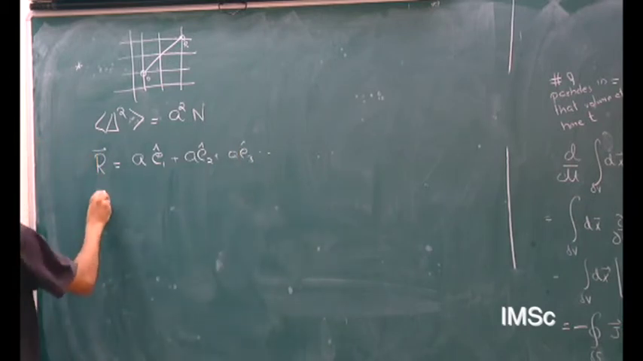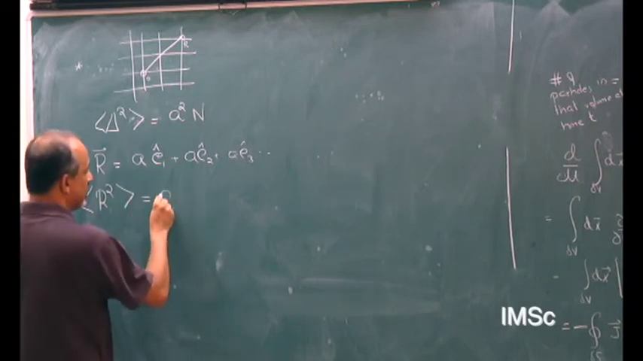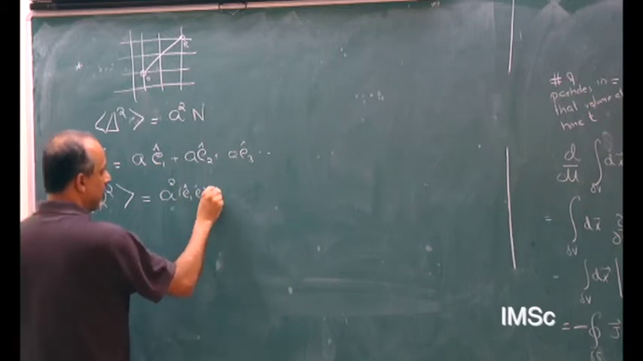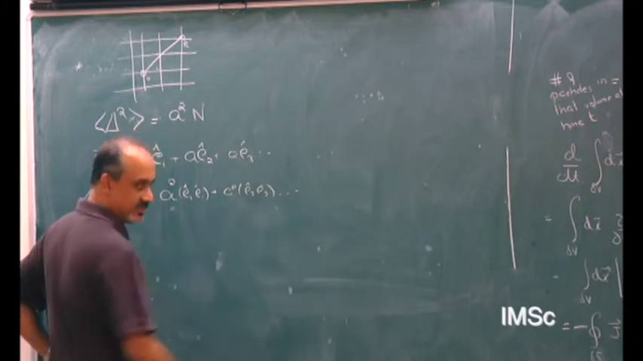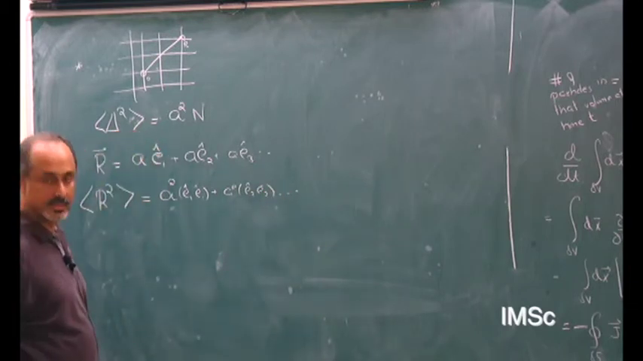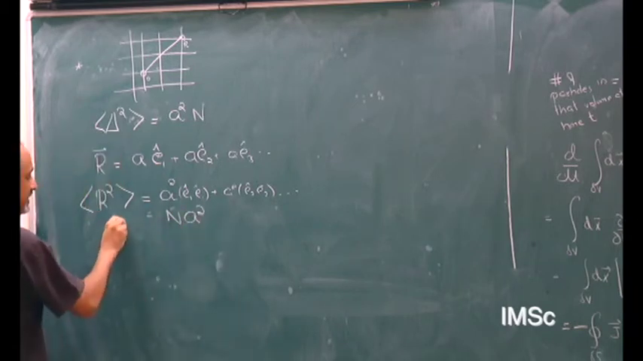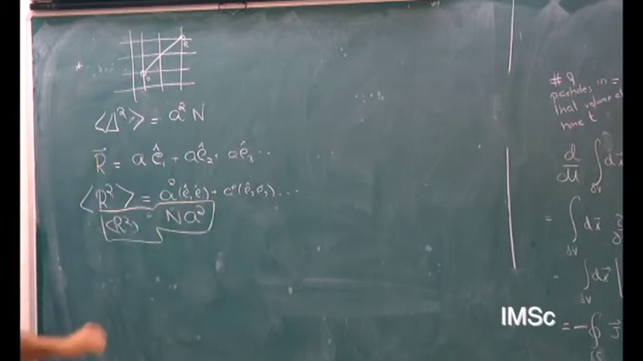Then we calculated R squared, and then we averaged, and we said the only terms that contribute are a squared times e1 hat dot e1 hat plus a squared times e2 hat dot e2 hat, et cetera, because all the cross terms vanish when you average. So this was n times a squared, and R squared average equal to n times a squared is a very important result in random walks. We did this in multiple ways, but here was one very simple way of answering the same question.